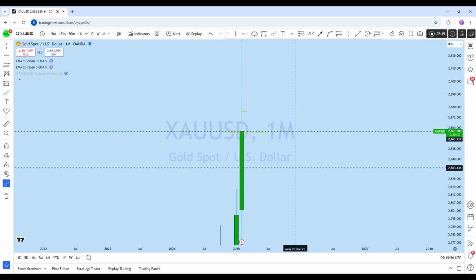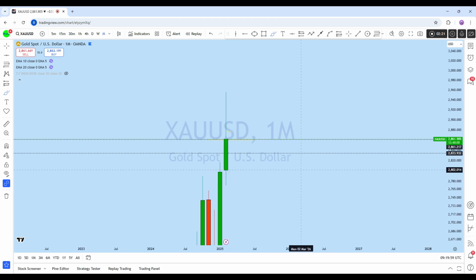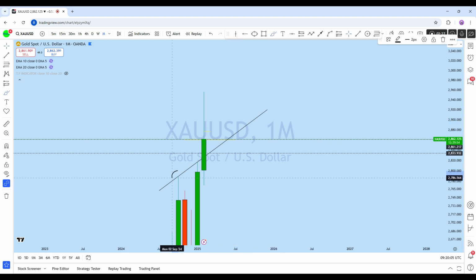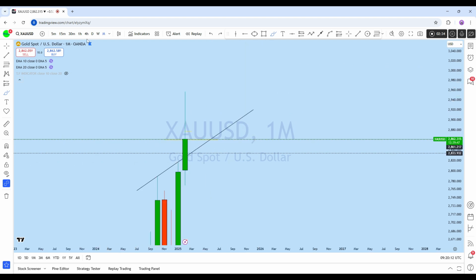And if we look at the monthly perspective, this is also a significant monthly level. If we look at the monthly resistance here, this is resistance turning support, and we are expecting XAUUSD to have another bounce towards the upside from that level.